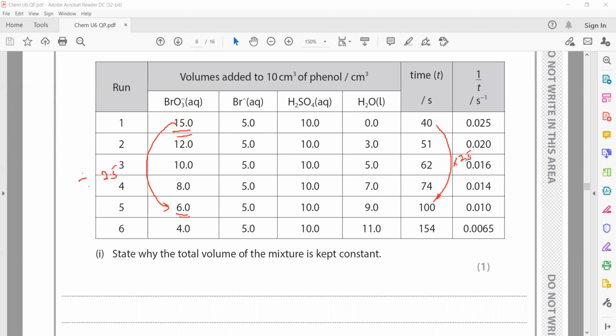So if the time is increased, what happened to the rate? Because rate is the reciprocal of the time. If the time is increased by 2.5, the rate will decrease by 2.5. So rate also decreases in the same manner as the concentration or the volume. So it is first order with respect to bromate.